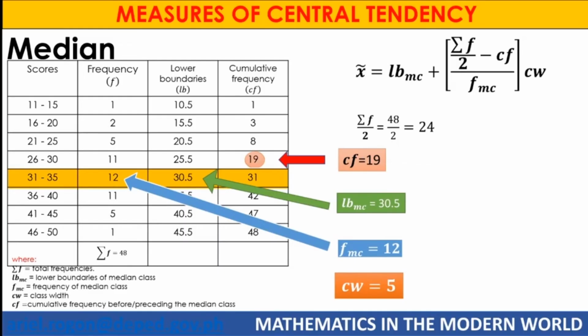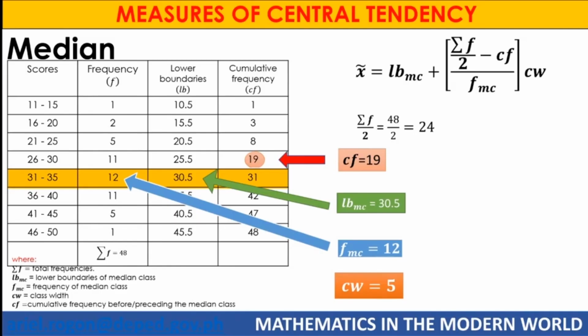Now, we have already completed the givens there. We have the CF, the lower boundary of the median class, the frequency of the median class, and the class width. Now, what we're going to do next is just to substitute all the givens in our formula.